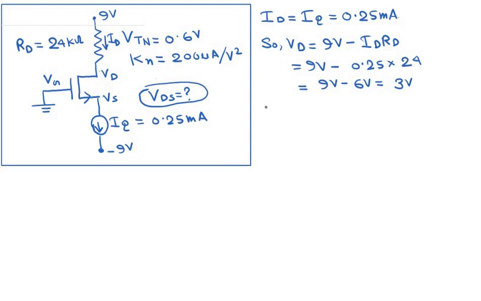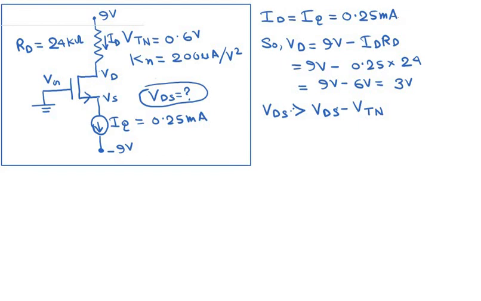Okay, so again we follow the same rule that VDS is greater than VGS minus VTN. VD is basically greater than VG. The drain voltage is greater than the gate voltage, because the drain voltage is 3 volts and the gate voltage is 0 volts, because the gate is grounded.